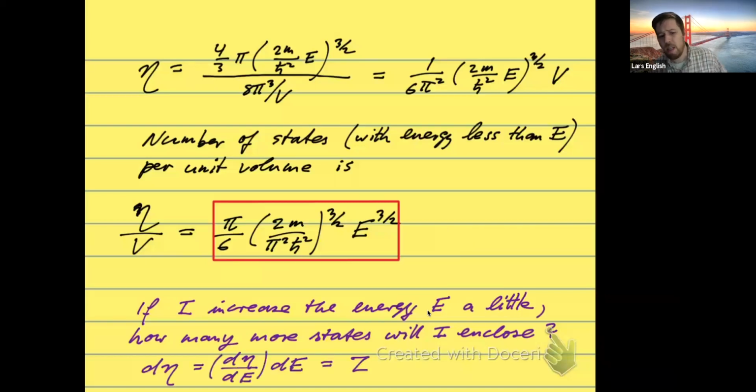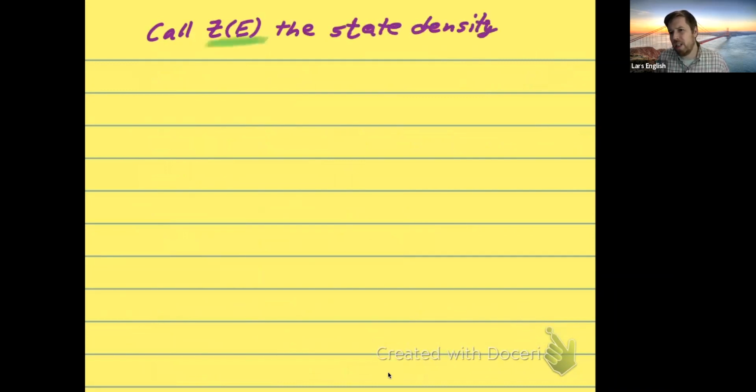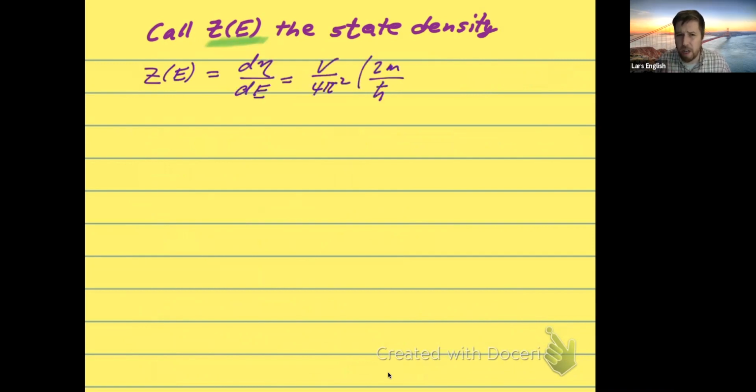So you can see that I can take a derivative here of this eta with respect to E, and I'm going to get the answer that way. So the additional number of states will be given by this derivative times the additional energy. This derivative we call capital Z of E, and we're going to give it the name density of states, or state density. That's a name for it. That's not population density. Here we're going to call it the density of states.